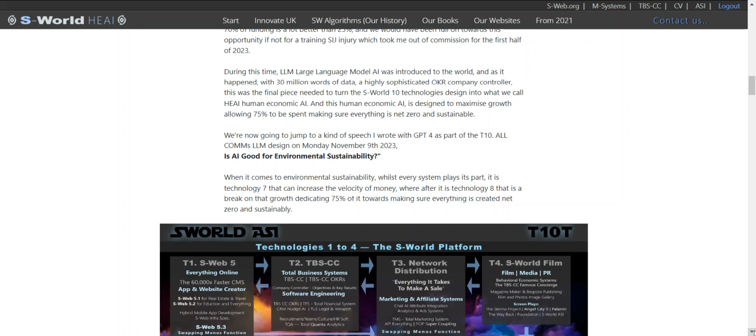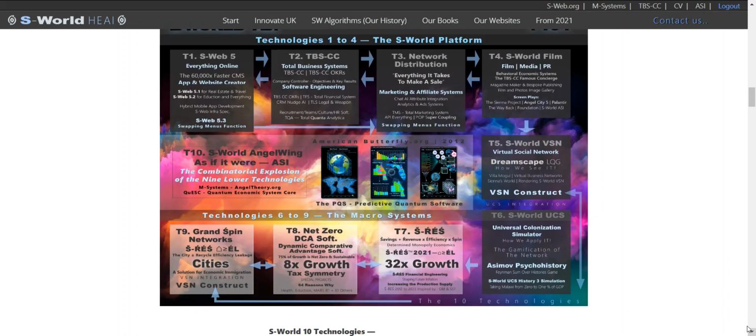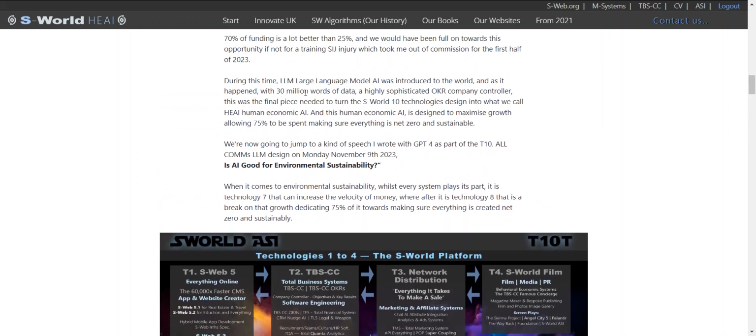And this human economic AI is designed to maximize growth, allowing 75% to be spent making sure everything is net zero and sustainable. Now, that sounds like a throwaway line, but should be made bold. If we go to our system design, we're now talking about Technology 8, Net Zero DCA, Dynamic Comparative Advantage Software. But returning to the script, I've got 28 minutes left.